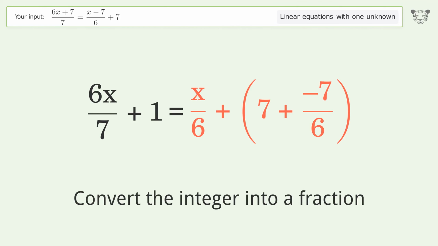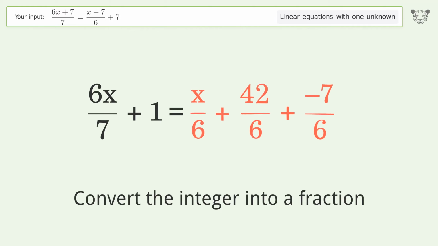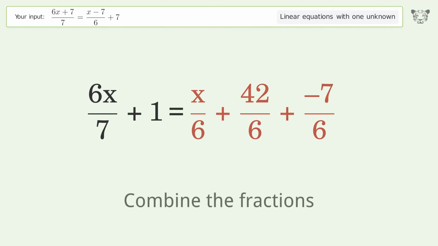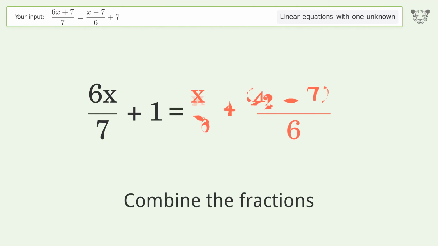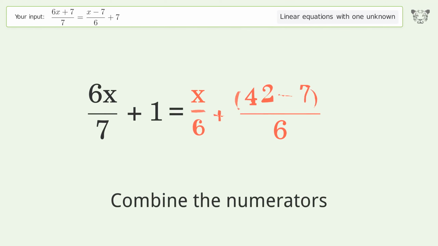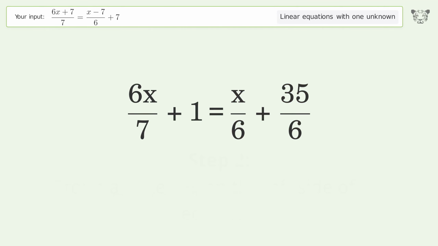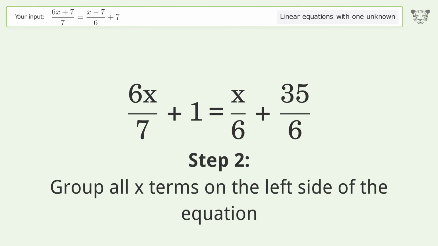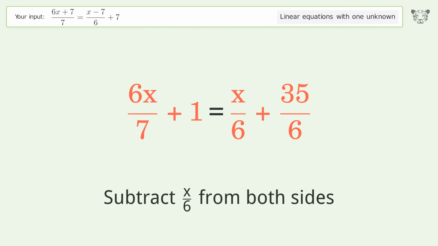Convert the integer into a fraction. Combine the fractions. Combine the numerators. Group all x terms on the left side of the equation. Subtract 10 over 6 from both sides.